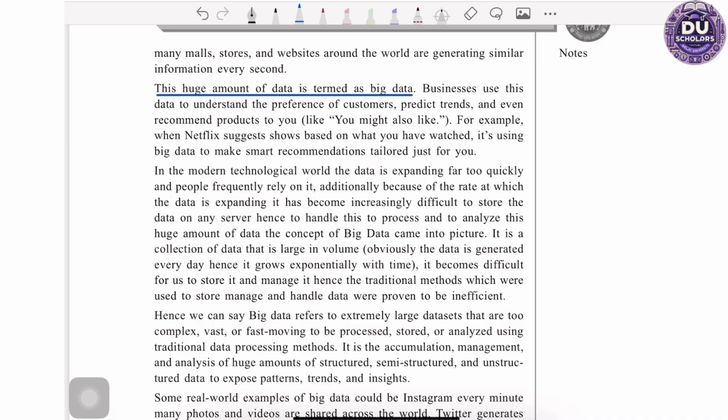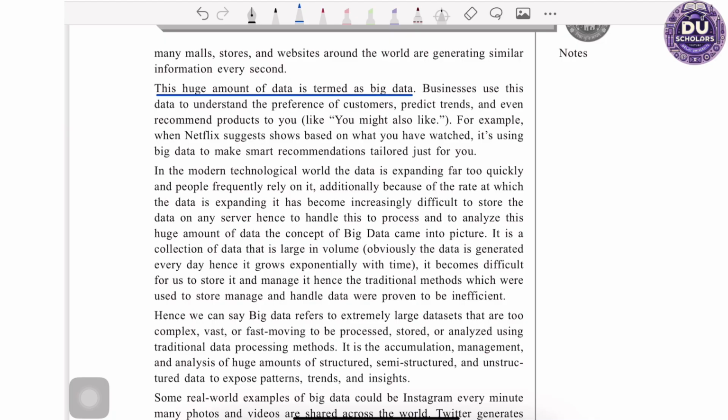For example, when Netflix suggests shows based on what you have already watched, it's using big data to make smart recommendations tailored just for you, right? It happens with any kind of shopping stores, or even Swiggy, Instamart, or food items. Everything is based on the data you give to these types of websites and applications, right?